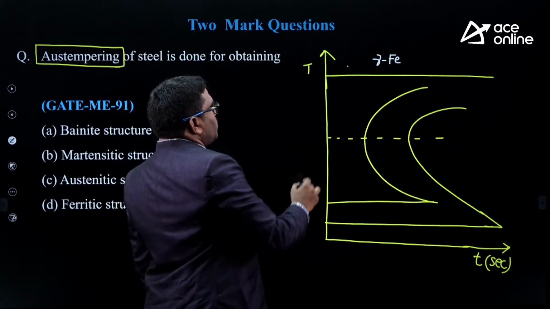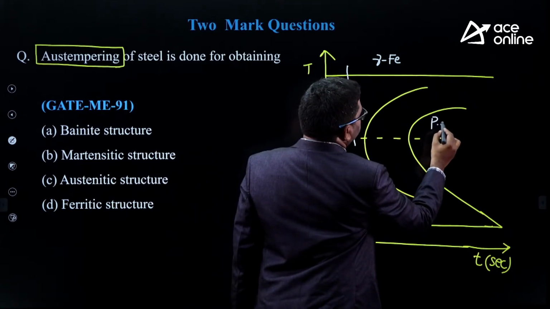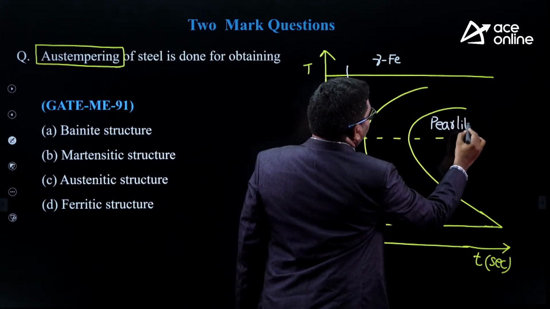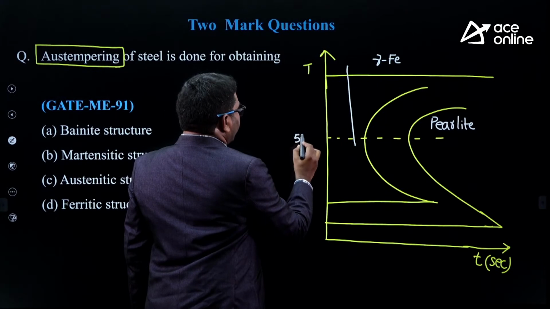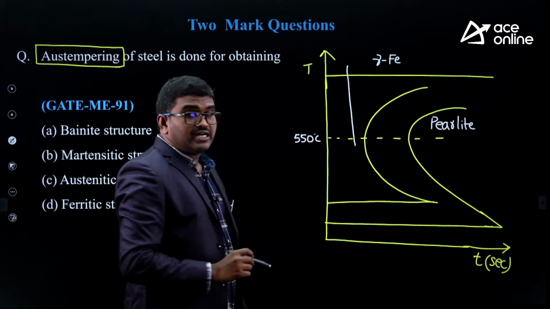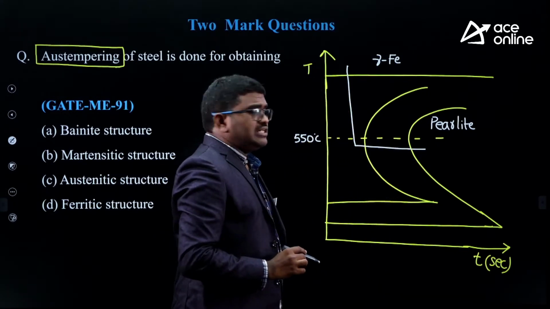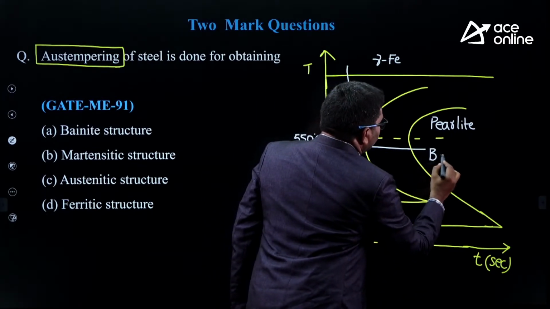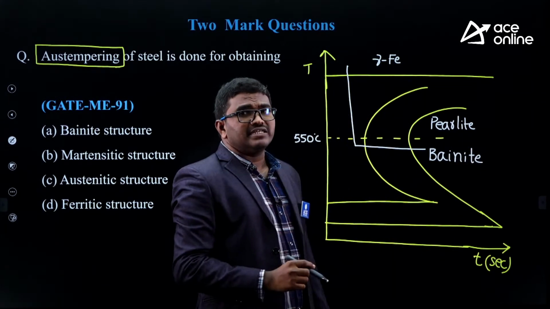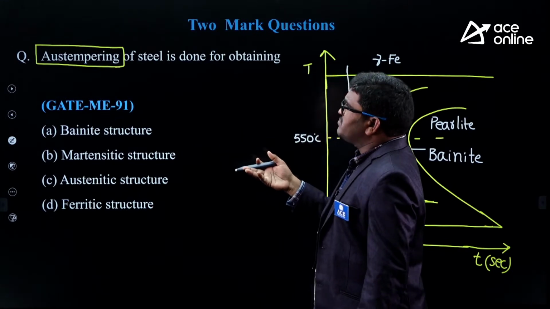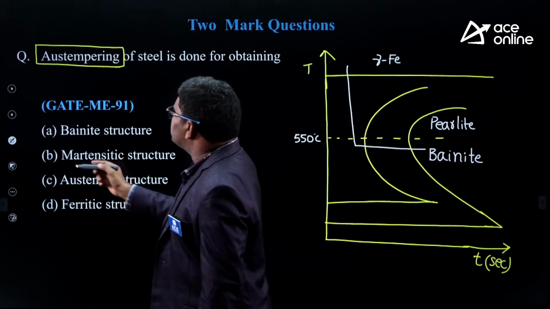And after that, we are cooling the steel material initially rapidly to escape the pearlite formation. We don't want pearlite, so to escape the pearlite, we are cooling rapidly up to some 500 degrees Celsius. Then after that, we are applying an isothermal cooling, a constant temperature cooling, so that we will get a material that is known as bainite. So direct question they asked, okay, austempering of steel is done for obtaining bainite structure. Very simple question.